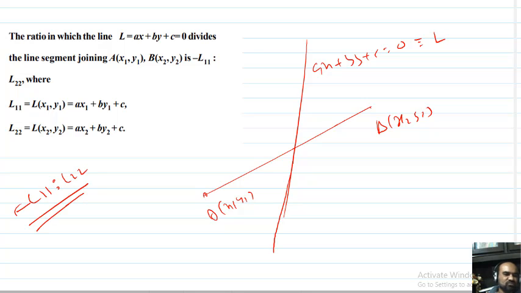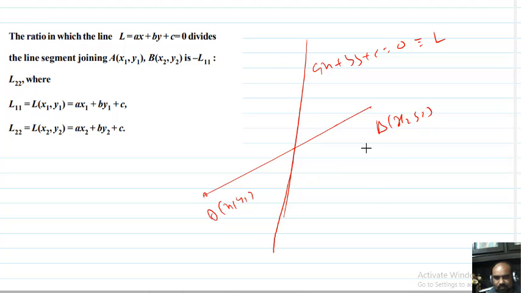But you can't say whether the division is internal or external just from this minus sign, unless you know the values of L11 and L22. For example, if L11 is 2 and L22 is 3, I get minus 2 is to 3, which means external division. If L11 is minus 3 and L22 is 7, minus of minus 3 to 7 is 3 to 7 only. So by using this symbol you can't decide whether it is internal or external. After finding the L11 and L22 values, by using this formula you can say what ratio it divides. But what is the meaning of L11 here?